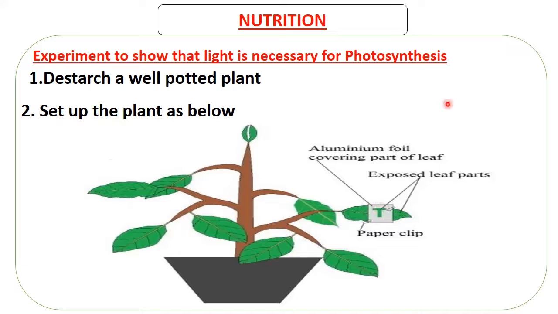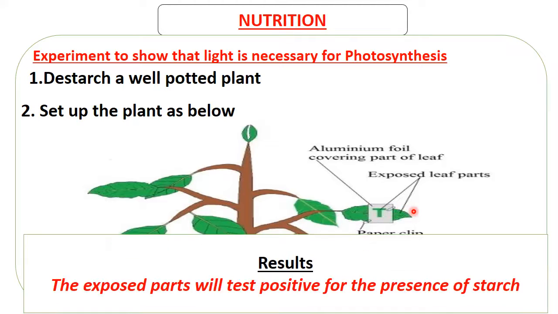So the idea is, as the sunlight comes, this part here won't be reached by the sunlight. So don't expect photosynthesis to take place, since we're claiming that sunlight is important for photosynthesis. Once we do that, at the end of the experiment, you can even draw this and label the parts so that you are able to keep track of which parts are exposed and which are not exposed, because you need to remove this aluminum foil to put your iodine. When you do that, we're going to discover that the exposed parts will test positive for the presence of starch, because sunlight is able to reach the exposed parts.